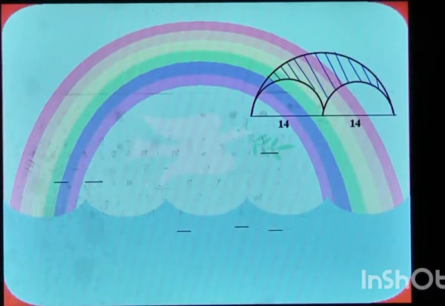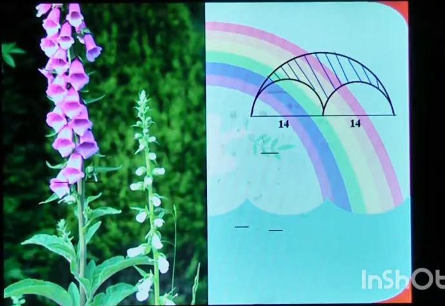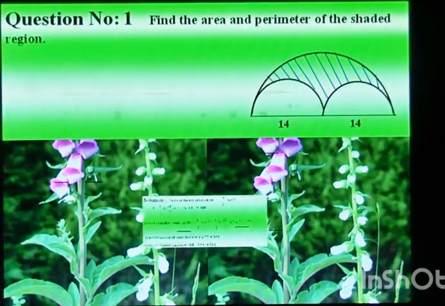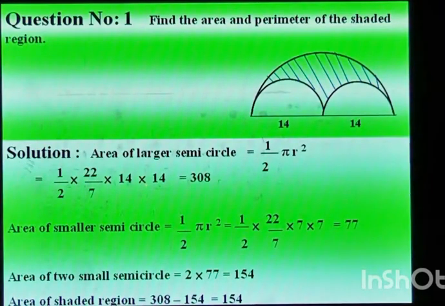Now here we have a picture in which you can see there is a larger semicircle and 2 small circles. The question is, we are supposed to find the area of the shaded region as well as the boundary of the shaded region. So my dear students, let's see, find the area and perimeter of the shaded region. So this is the way how we work. Area of larger semicircle with radius 14, this value is 308, and area of smaller semicircle, that is half pi r square, the radius is 7 and we got 77.